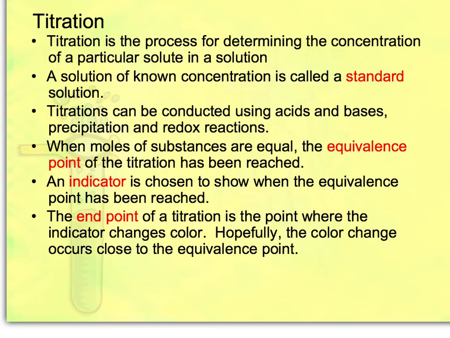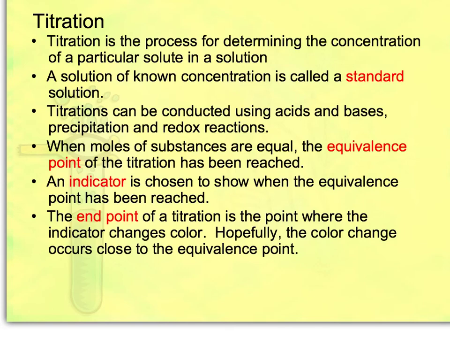Okay, last set of definitions here. Next week, probably, we're going to be looking more at titration. It's the process for determining the concentration of a particular solute in a solution. A solution of known concentration is called a standard solution. Remember, it's in red, so you probably need to write that down. Titrations can be conducted using acids and bases, precipitation, or redox reactions. Most commonly, we look at acid and base titration, but there are the other types.